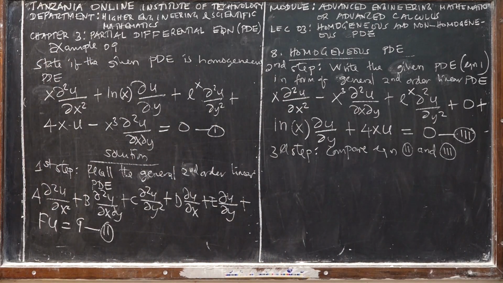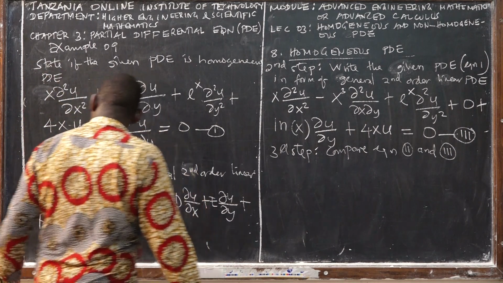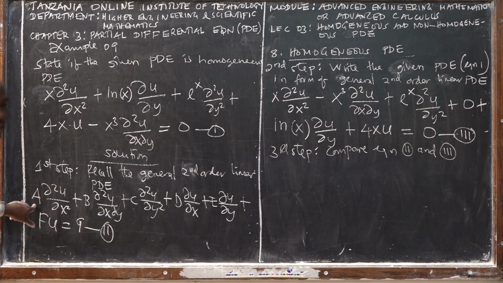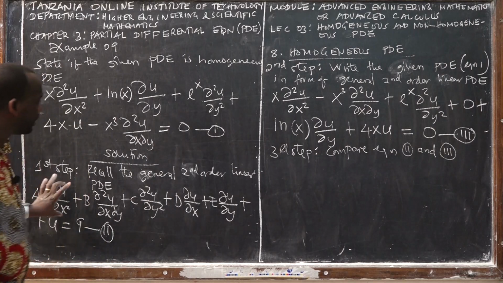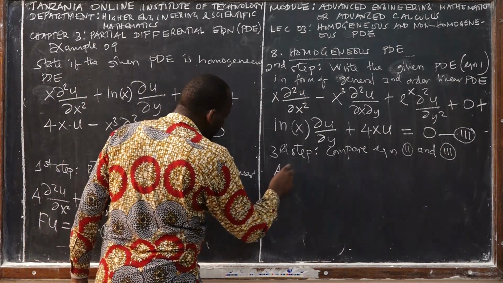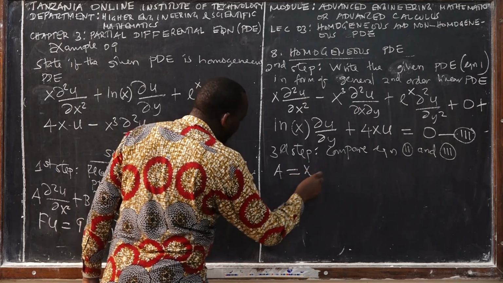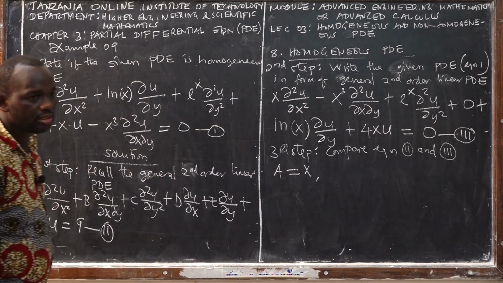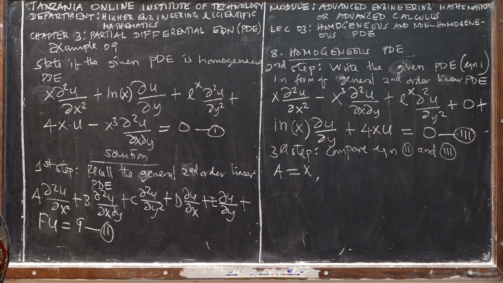Okay? So if you compare, then we go. So what do you have here? A. So this coefficient and this coefficient will cancel. So simply A is equal to X. Do you agree?